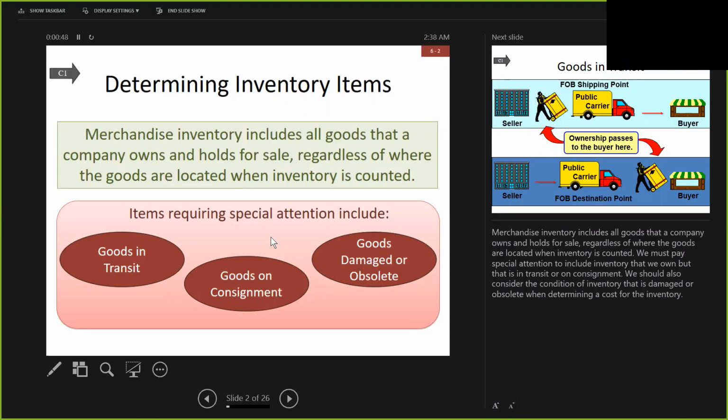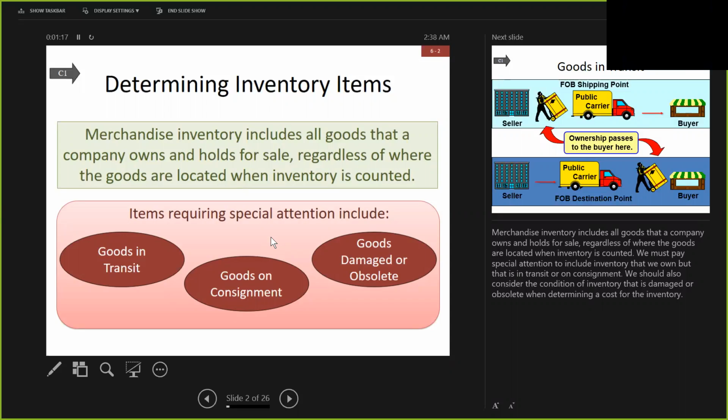So we need to pay special attention to goods in transit. They're accounted for a specific way. Goods on consignment, those are items that are only considered owned by the firm upon sale. And then goods damaged or obsolete. And damaged, we absolutely can picture.